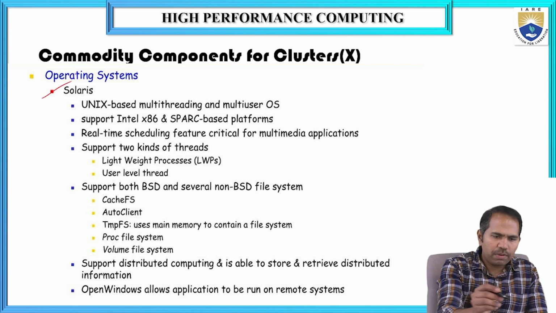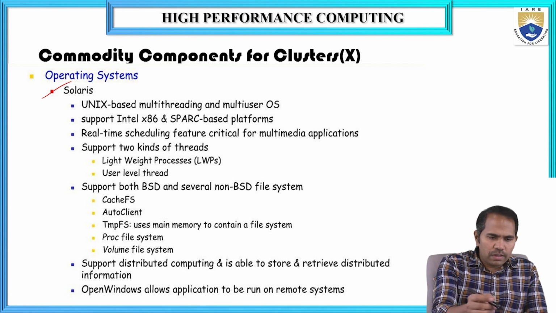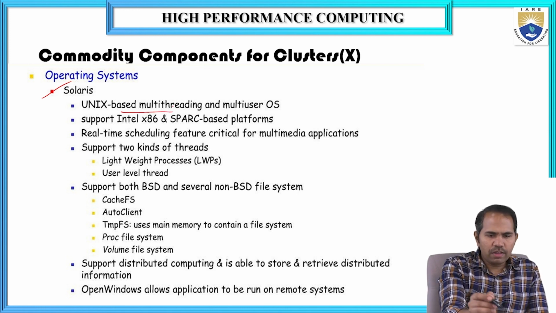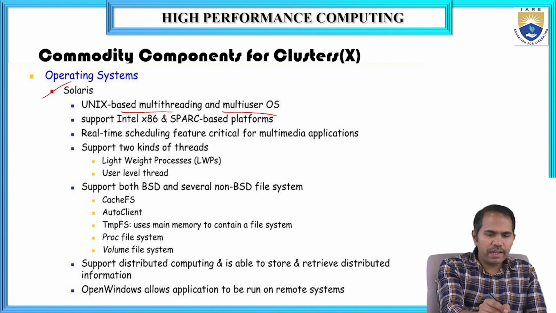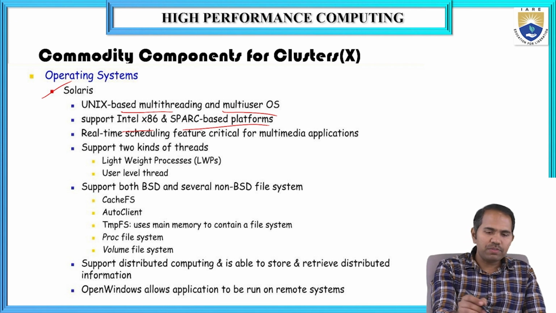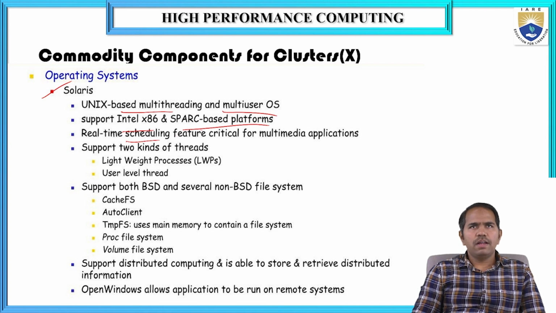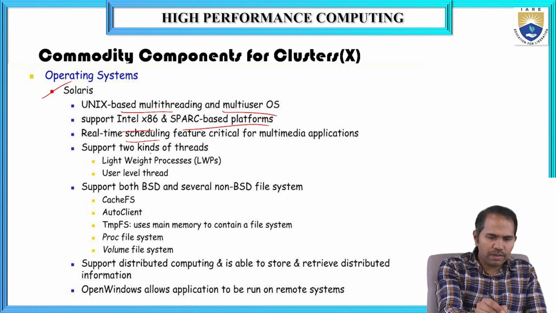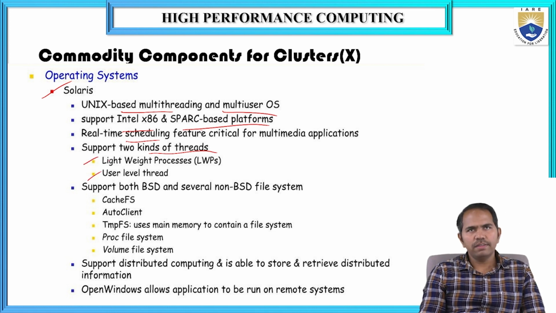Solaris. This is also one type of operating system. Solaris is a Unix based multi-threading, multi-user operating system, which supports Intel x86 processors and SPARC based platforms, with real-time scheduling features, a feature critical for multimedia applications, and which is supported with two kinds of threads. First one is a lightweight process and second is a user level thread.